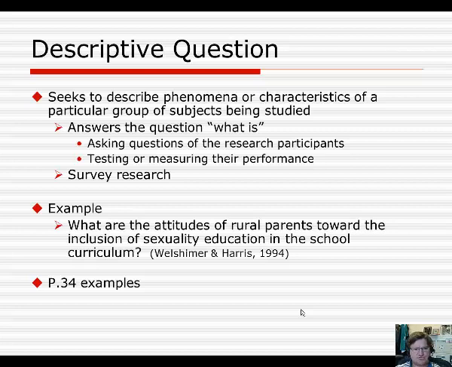Again, these are descriptive questions because they're describing what is. What's the current situation? They're not looking at what will be. They're not manipulating independent variables. They're not taking people, randomly putting them into groups and doing different things with each group. They're just looking at the current situation, or the what is.